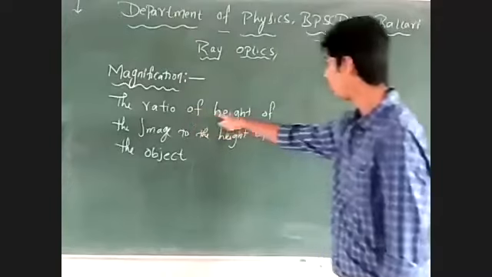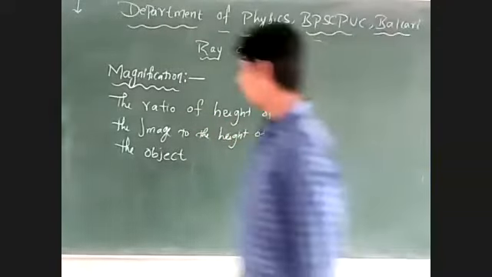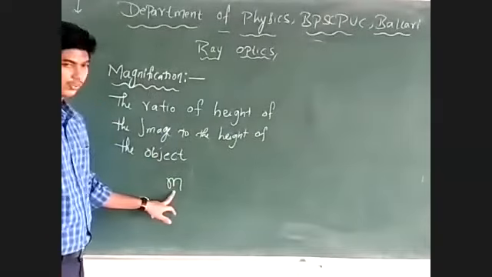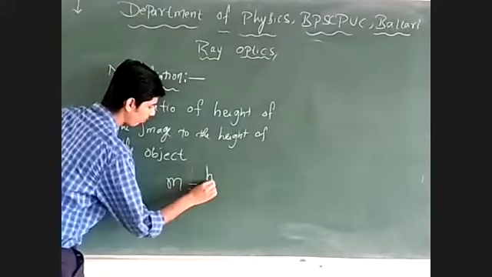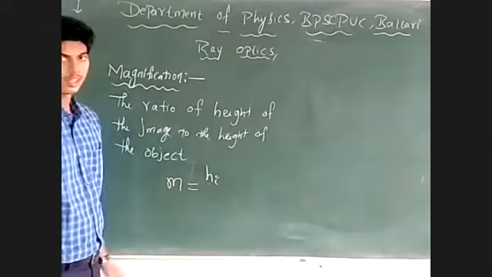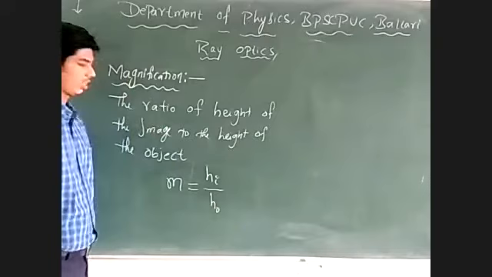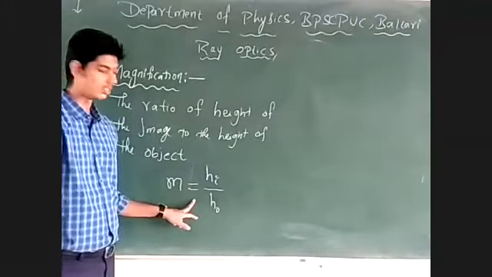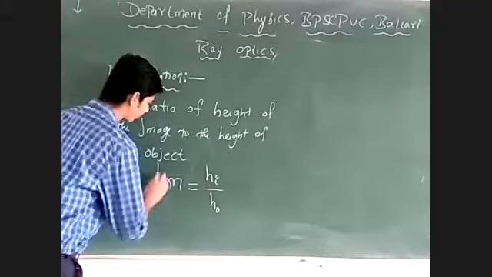Magnification is defined as the ratio of height of the image to the height of the object. And magnification is represented by small m. Magnification is represented by small m and is defined as the ratio of height of the image, represented as hi, divided by height of the object, represented as ho.